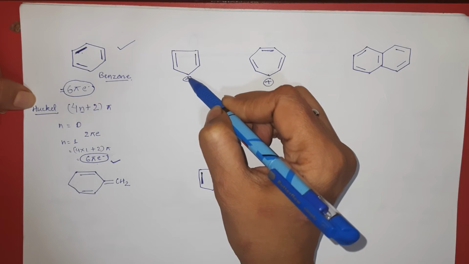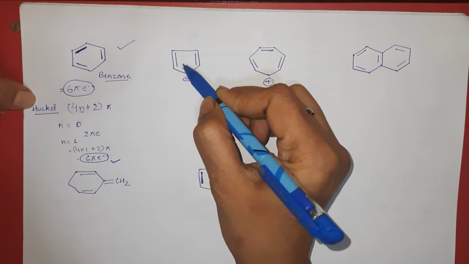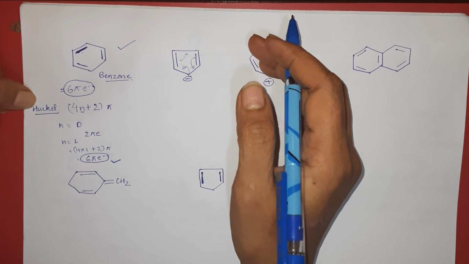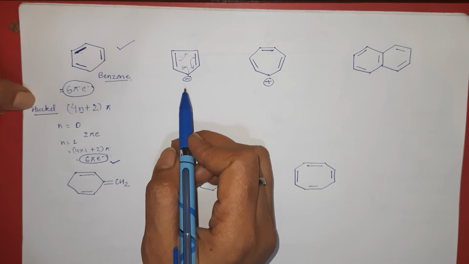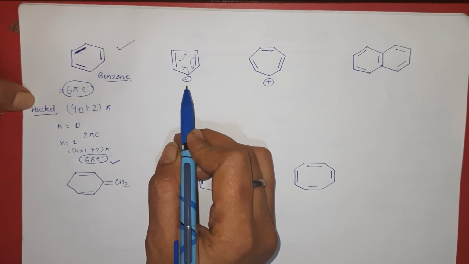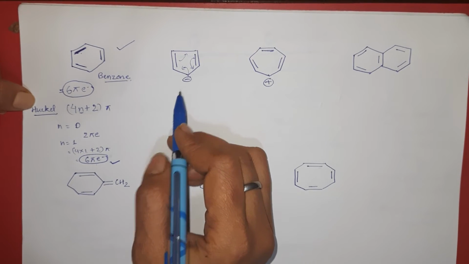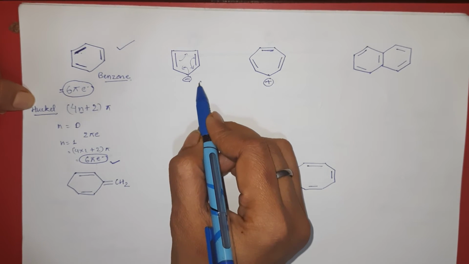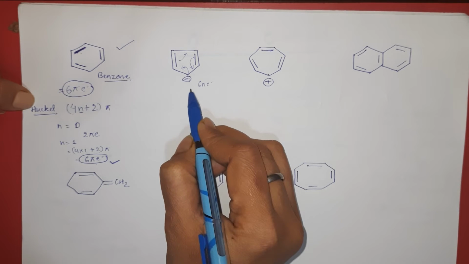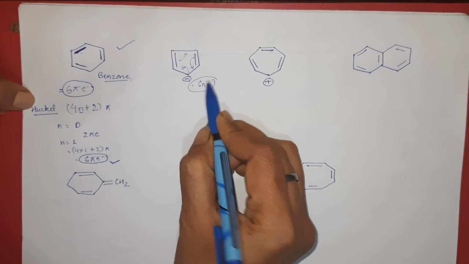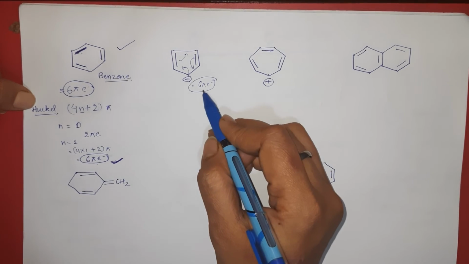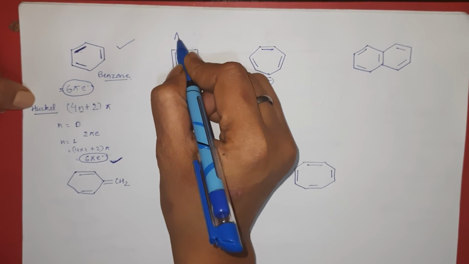Again, lone pair is also involved in the delocalization of the bond. Okay, so we need to count this electron also, these lone pairs also. So how much should be there? 2, 4, 6. Again 6 pi electron is coming out to be there. So this is also calculated by the Huckel rule. The same is here. So this is also an aromatic.